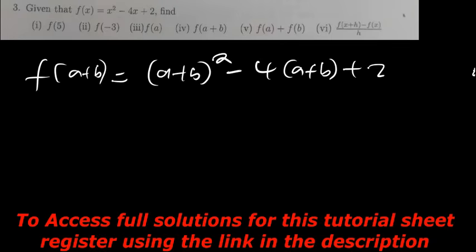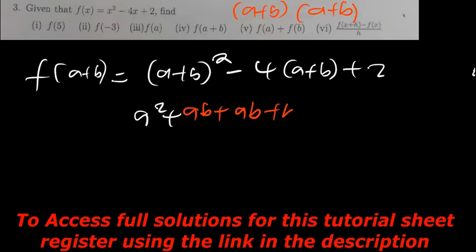Now expand this. In case you are wondering how I'm expanding this, a plus b, this is also a plus b. So we are expanding now. I'm multiplying a by b. So a times a is a squared, a times b is ab, then the other one is also ab, then the other one b squared, minus this one will be 4a plus 4b plus 2, like that.